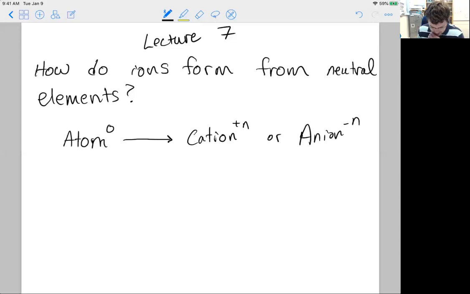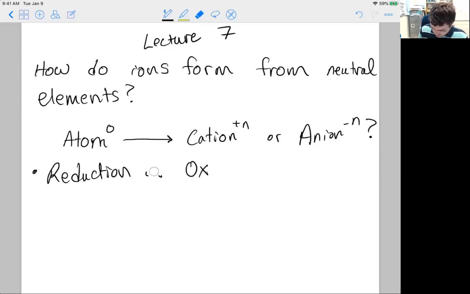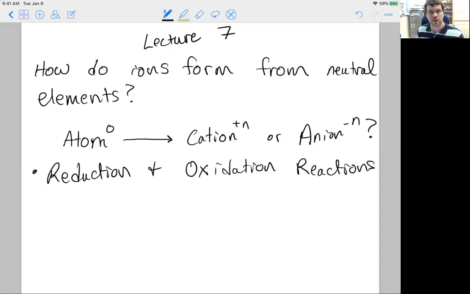Okay, so how does this occur? This is really our question. And the answer is reduction and oxidation reactions. Really, these two things are always coupled. There cannot be an oxidation without a reduction. And so there are many examples or sort of definitions of reduction and oxidation reaction. We'll look at all of them.